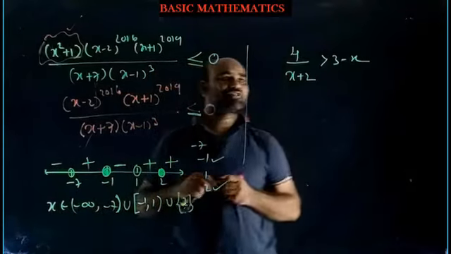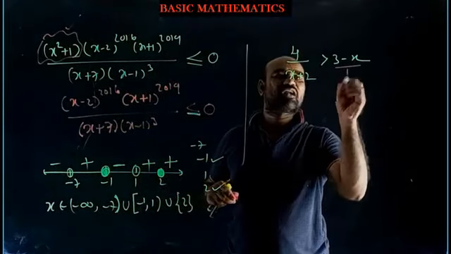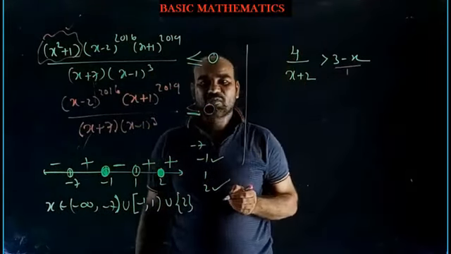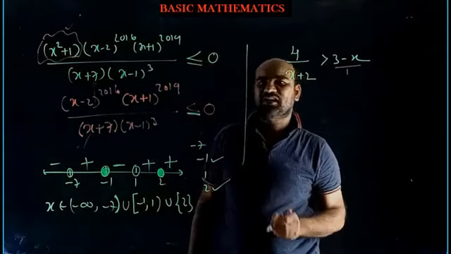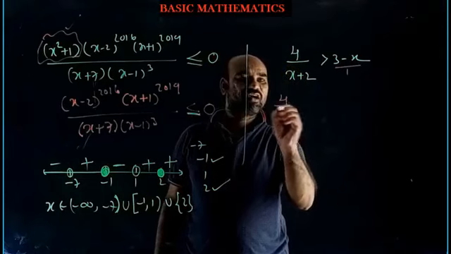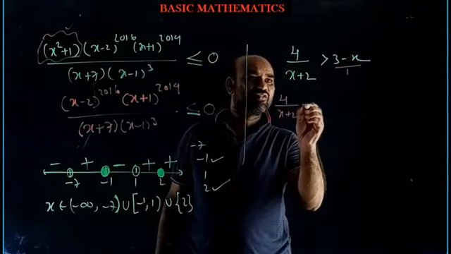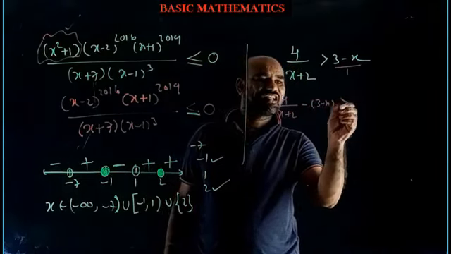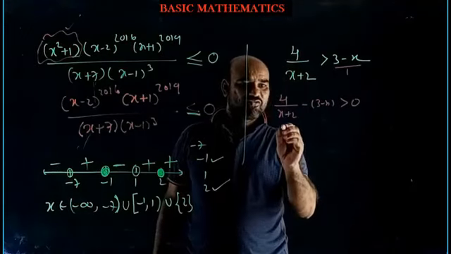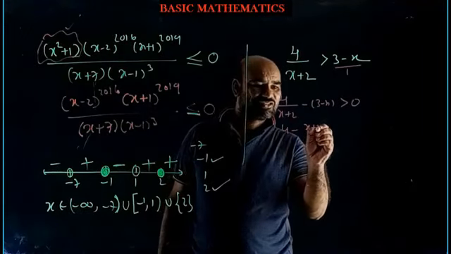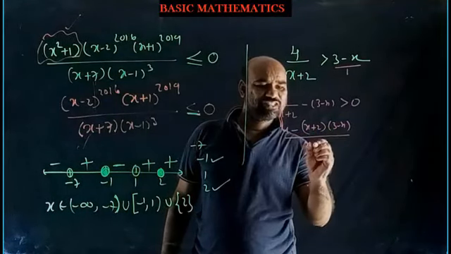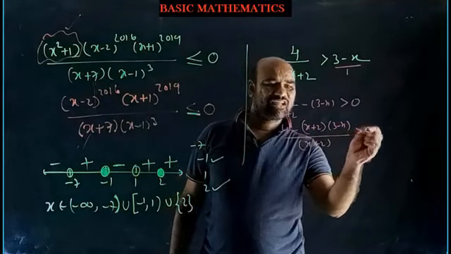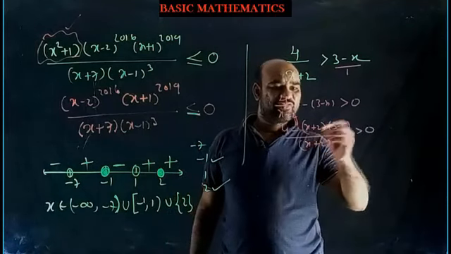Okay students, next problem. Cross multiplication is not applicable in inequalities. Cross multiplication is prohibited in inequalities. So 4 by x plus 2 minus 3 minus x greater than 0. So 4 minus (x plus 2) into (3 minus x), I just took x plus 2 as the LCM, greater than 0. Now I want to simplify this.